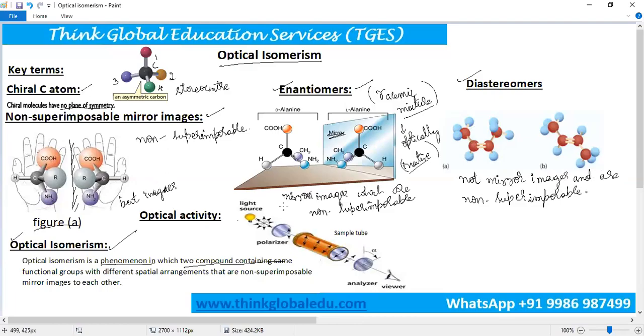Optical isomers exhibit the most important property of rotating the plane polarized light, which is collectively called optical activity. Those molecules which are able to rotate the plane polarized light either towards the left or right direction are called optically active molecules, and the property of the molecule is called optical activity, which can be understood by means of an experimental setup as shown over here.